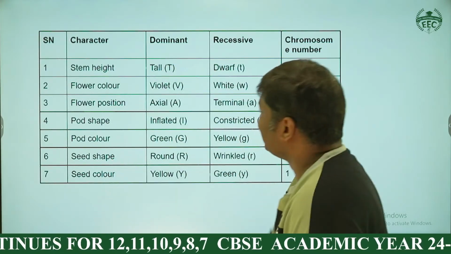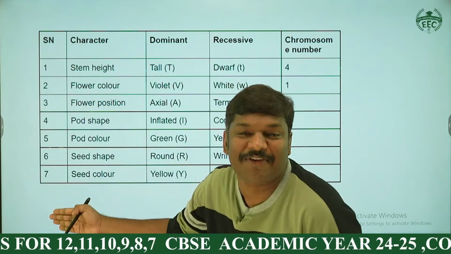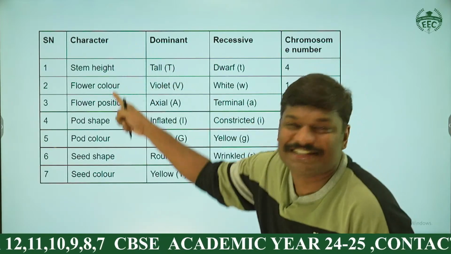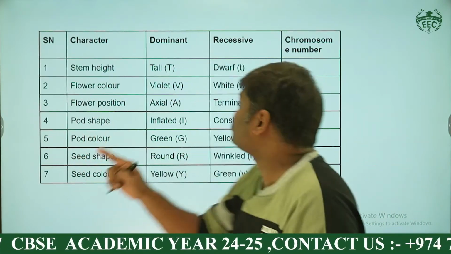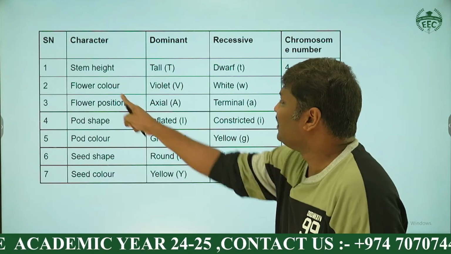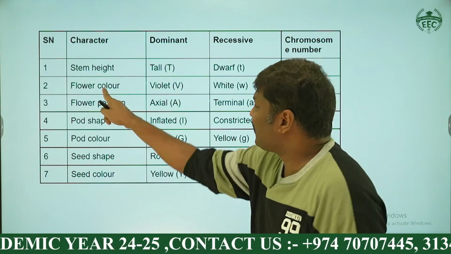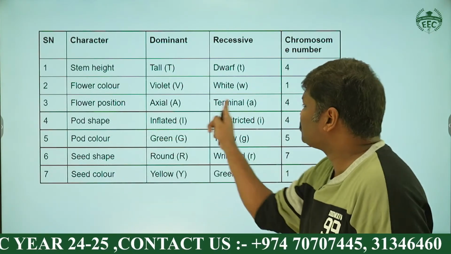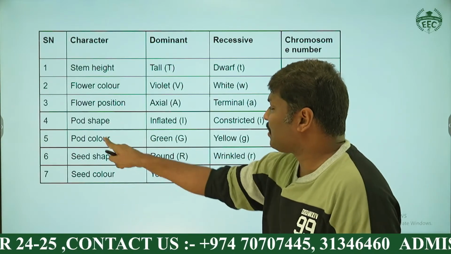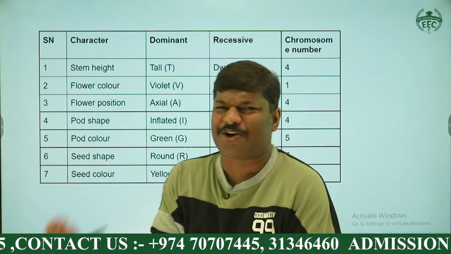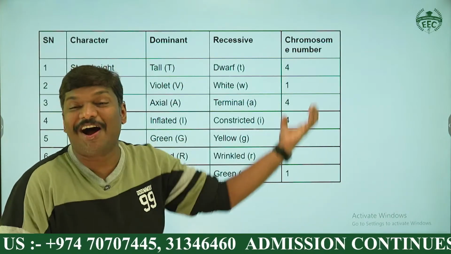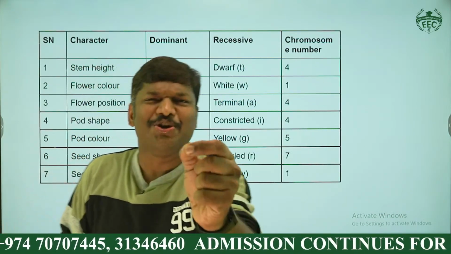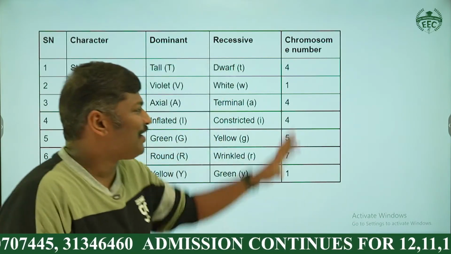So here you can see, when we look at the serial number, there are 7 traits, and the 7 traits are also given here. Stem height, you can see there are 2, tall and dwarf. Flower color, flower position, flower color violet and white, flower position axial and terminal, pod shape, pod color, seed shape, seed color. These are all very, very simple to you, I think. But what is the last column? That last column is new to you, my dear students, because we are not familiar with that.